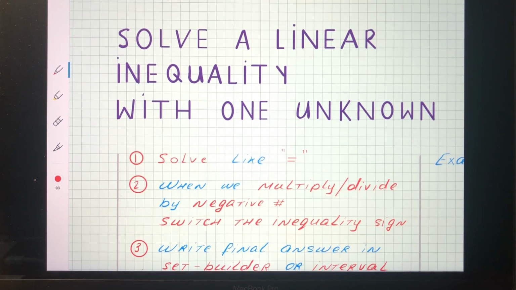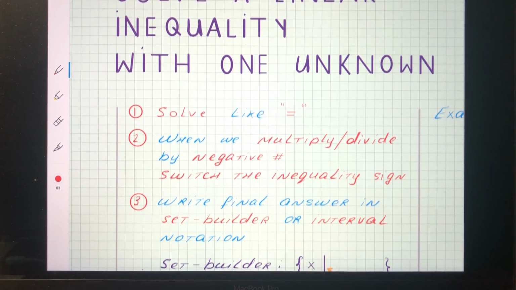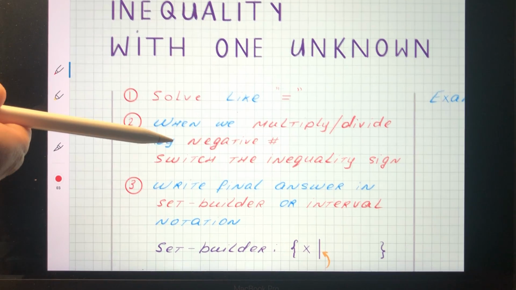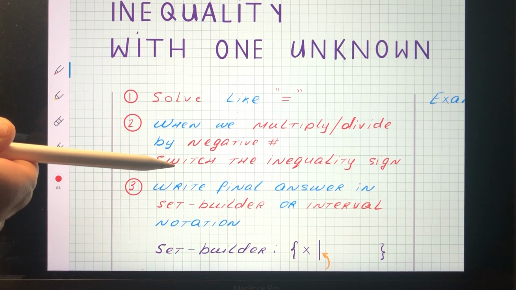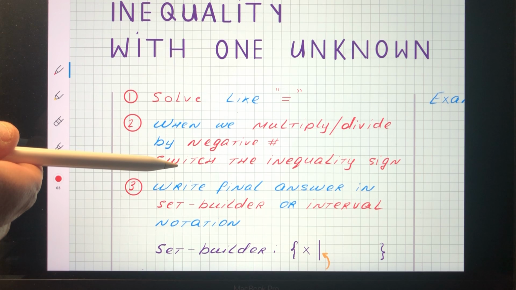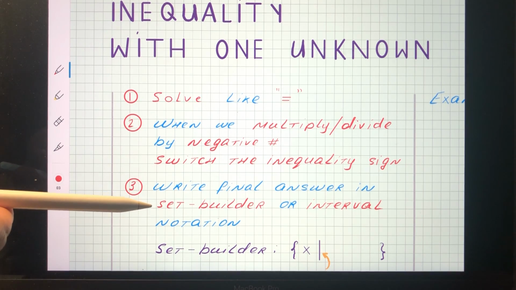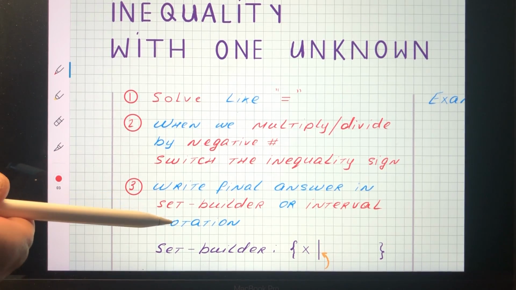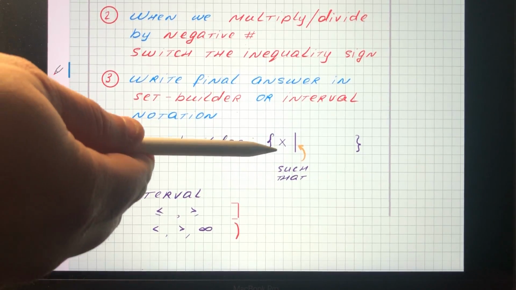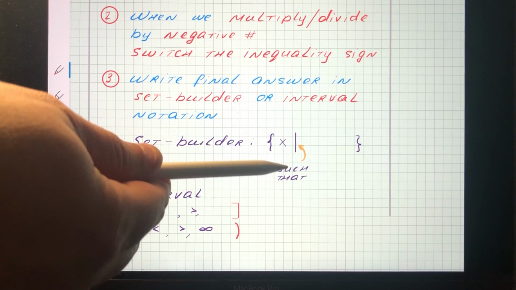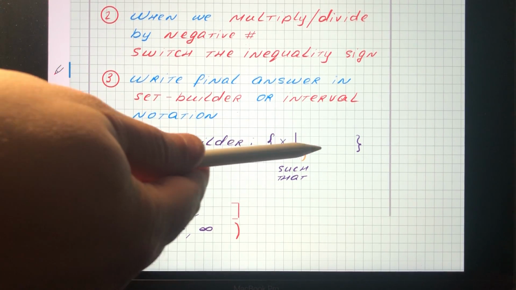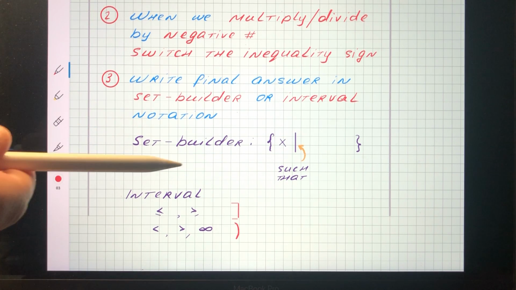Now, the only difference is that when we multiply or divide our inequality by a negative, we switch the inequality sign. If we multiply or divide by a positive, we do nothing. And we write the final answer differently, either in set builder notation, which is curly parentheses, there is x, vertical line means such that, and then there is a rule that describes our answers.